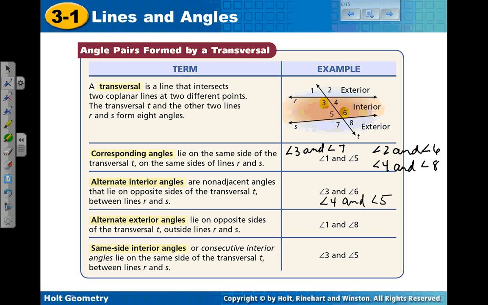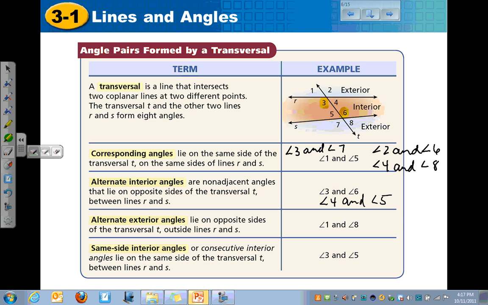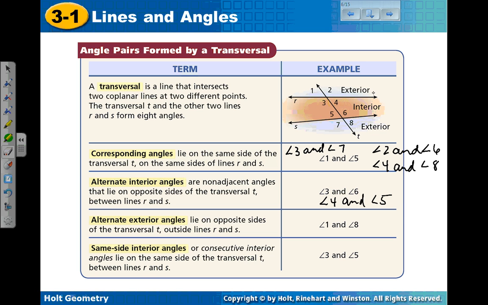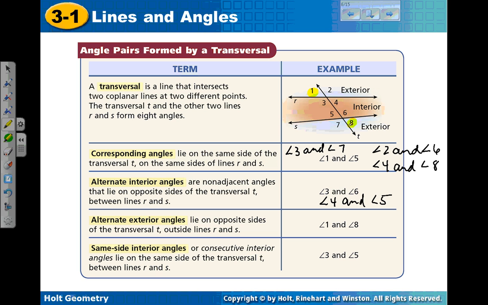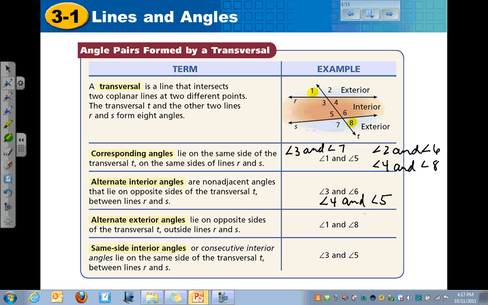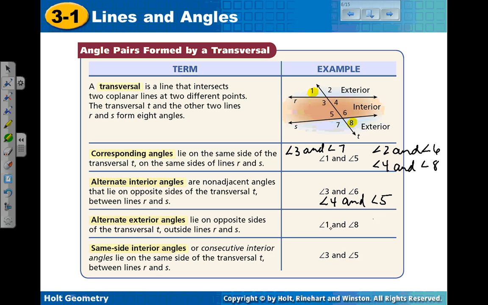Then we have something called alternate exterior angles, and that means they are on opposite sides of the transversal, but they are outside those lines R and S. So one example is angle 1 and angle 8. They are alternate exterior angles, and you've probably figured out the other pair is angle 2 and angle 7. Those are alternate exterior angles.